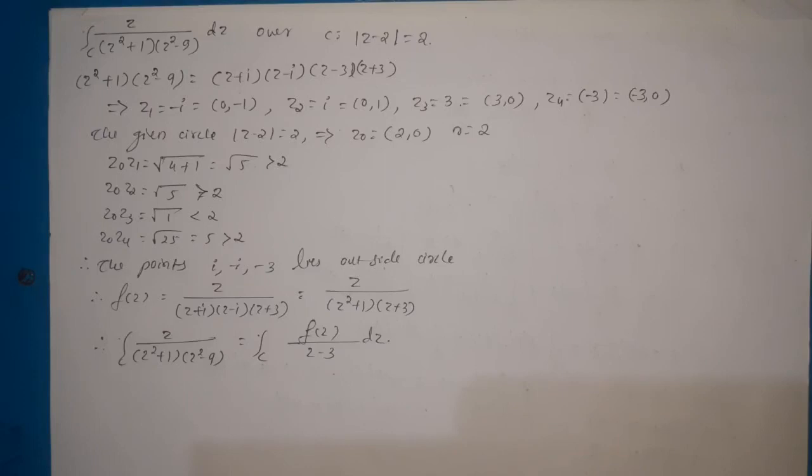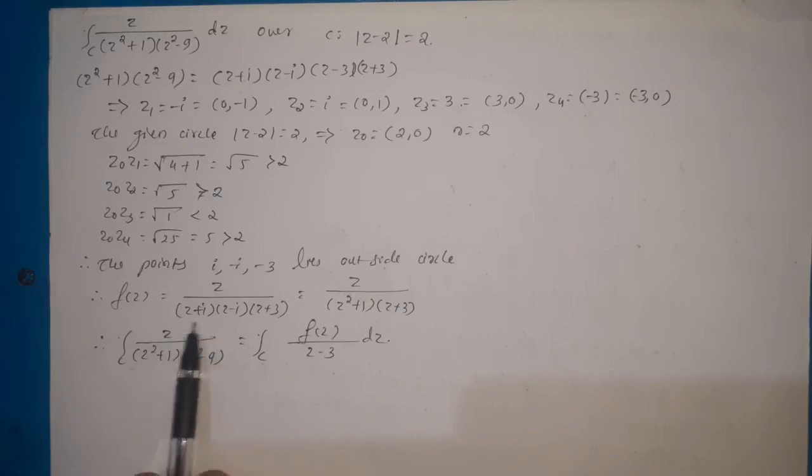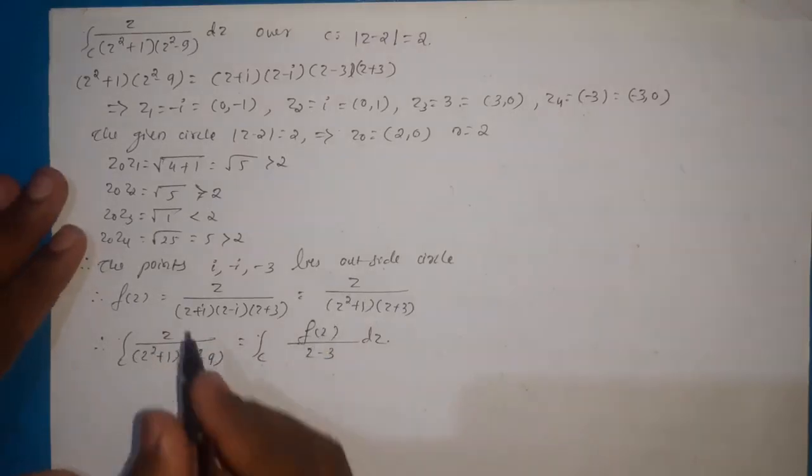It means we are not going to find the value of the integral at those points which lie outside the circle. Instead of finding the value of the integral, we are going to merge those functions with the numerator. That will become the new f of z. So now f of z becomes z by (z square plus 1)(z plus 3), right. So the given integral becomes the integration over c of f of z by z minus 3.